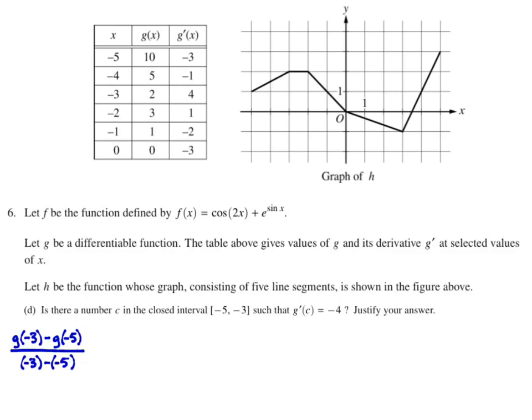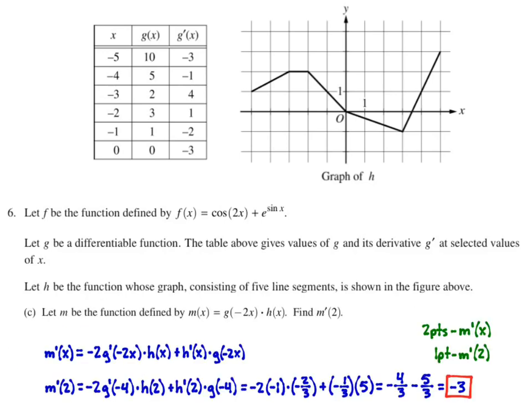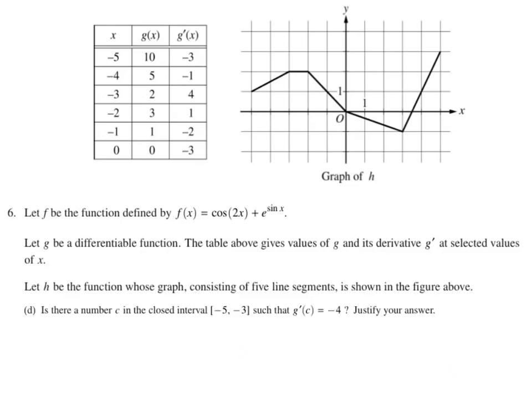All right, for part D, it says, is there a number c in the closed interval negative 5 to negative 3 such that f prime of c is negative 4? Now, this is one of those questions where it's asking, is there an x value or a c value that produces some truth?